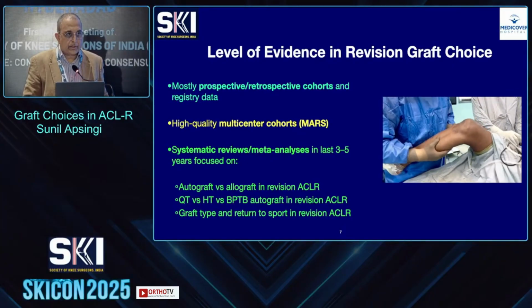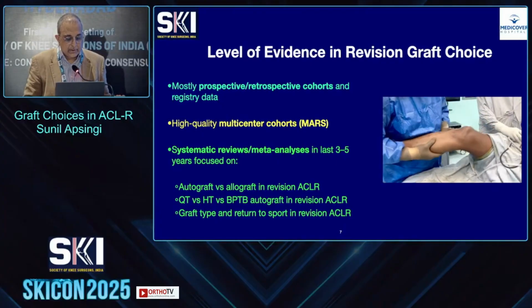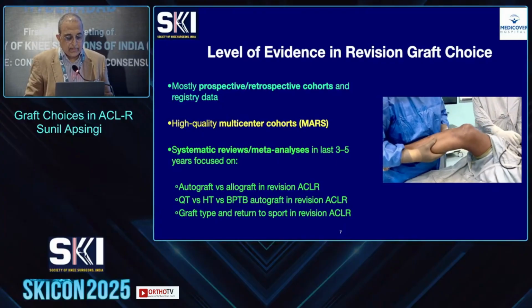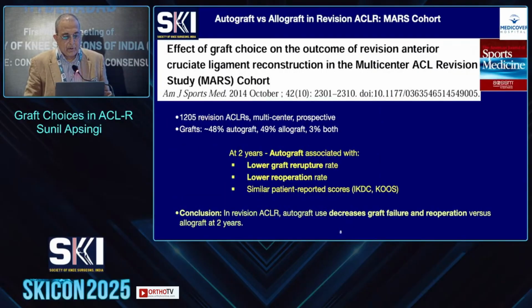Of late, they have been focusing on autograft versus allograft, quadriceps tendon versus hamstrings versus bone patellar tendon autograft, and also the graft type and return to sport criteria. So if you look at autograft versus allograft, this is the MARS study, one of the biggest studies. This was their first report in 2014.